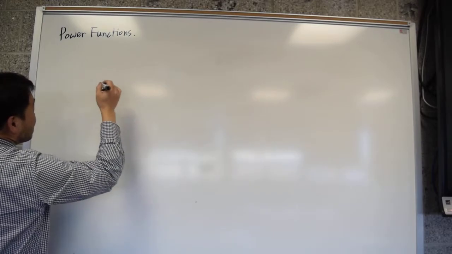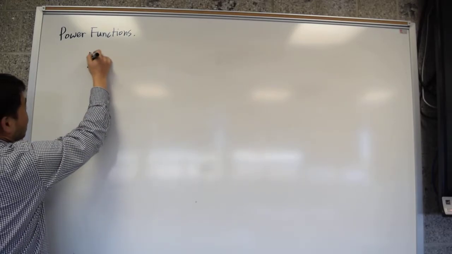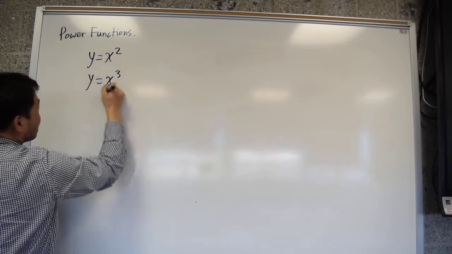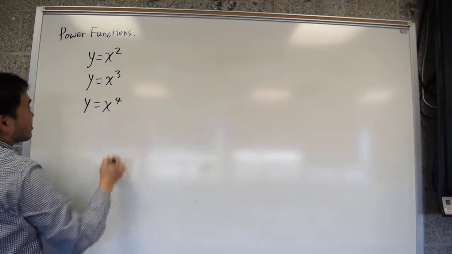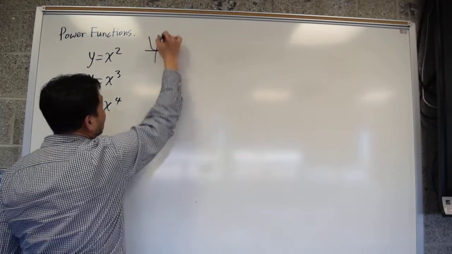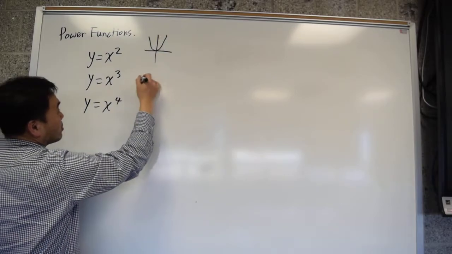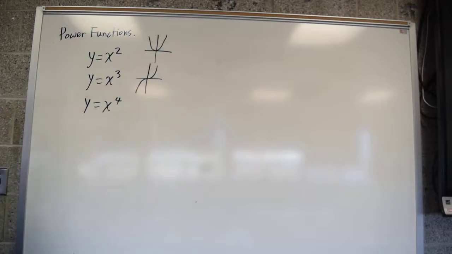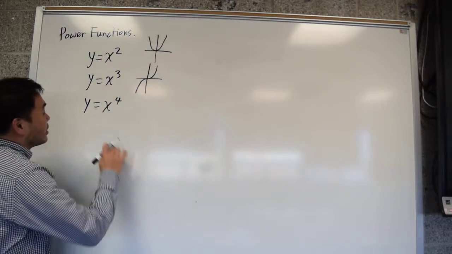So let's try with the simplest ones. y equals x squared, y equals x cubed, y equals x to the fourth. y equals x squared, you'll know that it's a parabola. y equals x cubed was also given as one of the basic graphs that you have to know.